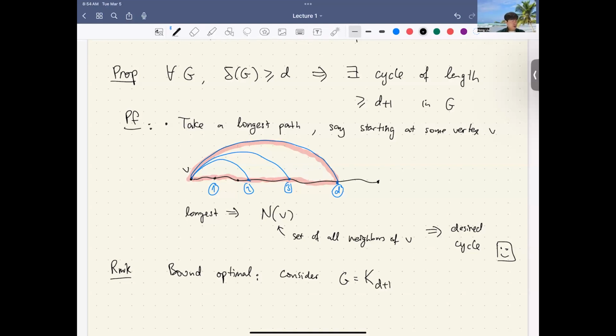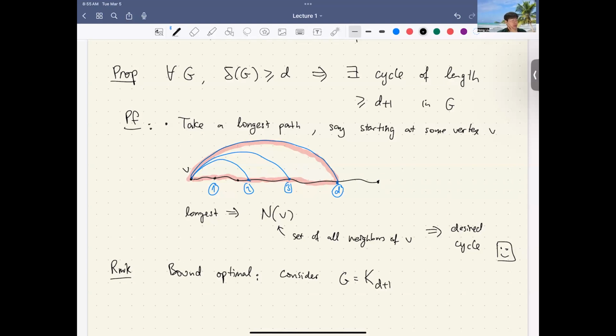Any questions so far? We always assume that the graph is a finite graph. Yeah, throughout this course, most of the time we consider finite graphs. That's true. Okay, good. I like questions.